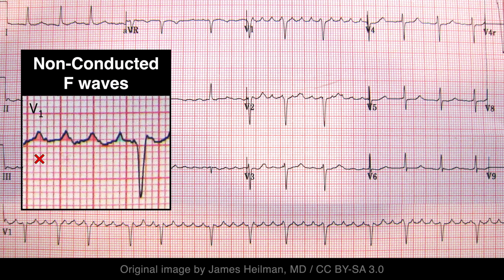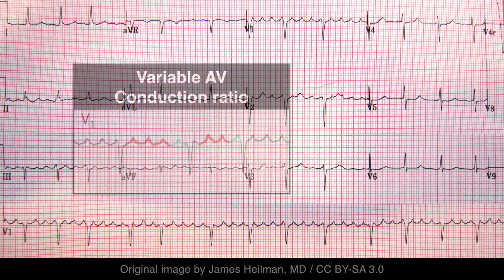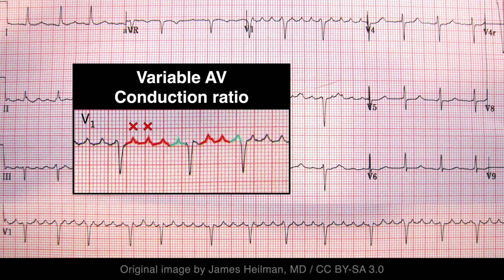Although the flutter rate can be very rapid, typically only a portion of impulses are conducted to the ventricles. Physiologic conduction delay at the AV node usually limits the AV conduction ratio to between 2:1 and 4:1. If the AV conduction ratio is constant, then the rhythm will be regular. Otherwise, the RR intervals will be unequal. In this case, the conduction is variable, alternating between 3:1 and 4:1, meaning every third or fourth flutter wave conducts to the ventricles.